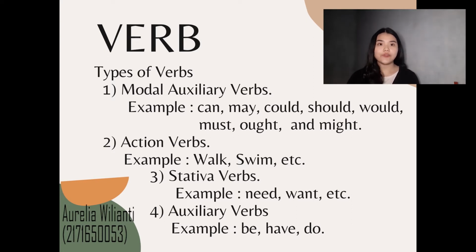3. Stative verbs. Stative verbs describe a subject's state or feeling, including things they like and don't like. Examples: need, want, prefer, love, and hate. 4. Auxiliary verbs. Auxiliary verbs, or helping verbs, are used in English to change another verb's tense, voice, or mood. Examples: be, have, and do.